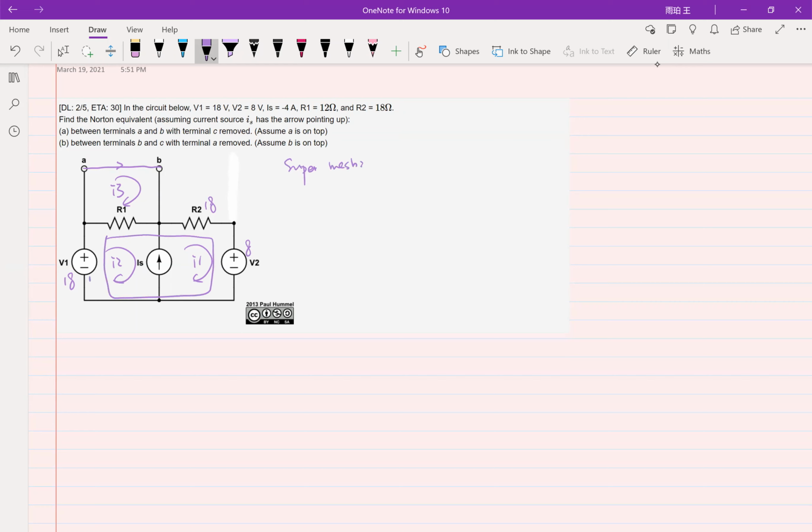Let's start from here. Negative 18 plus R1, which is 12, times I2 minus I3, plus 18 I1 plus 8 equals 0. Mesh 3 gives us 12 times I2 minus I3 equals 0. Then we have additional information from our current source, which states I1 minus I2 equals IS, which in this question is given as negative 4.